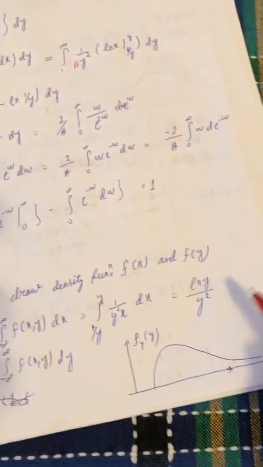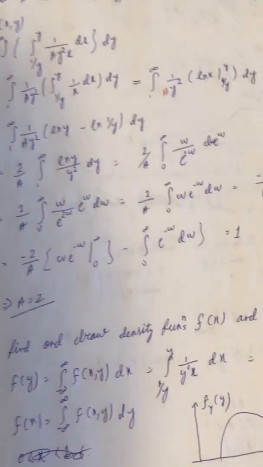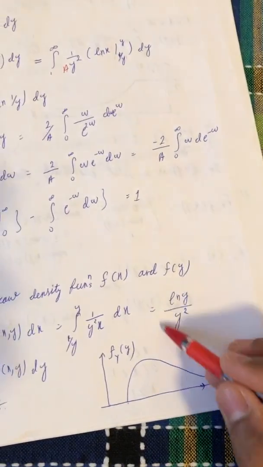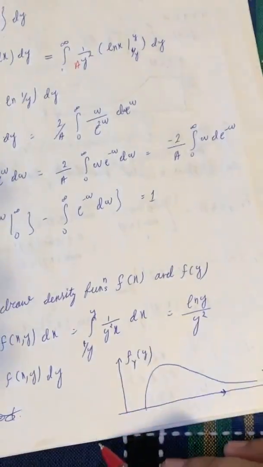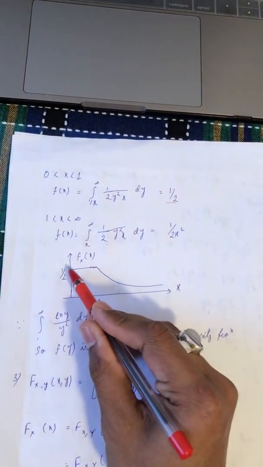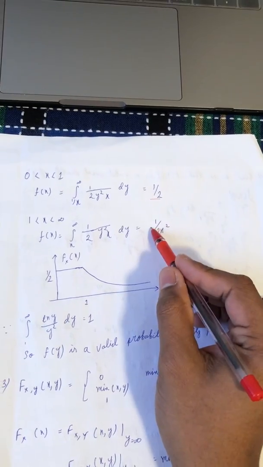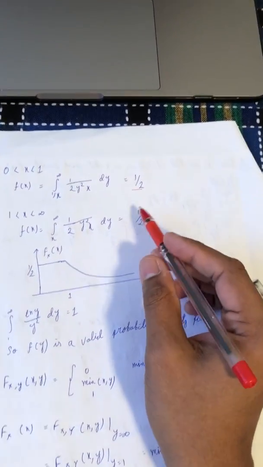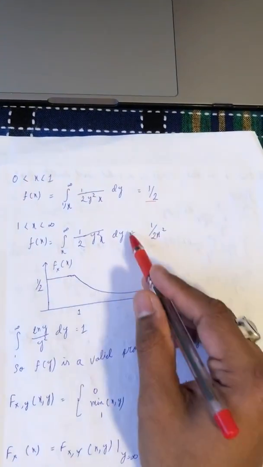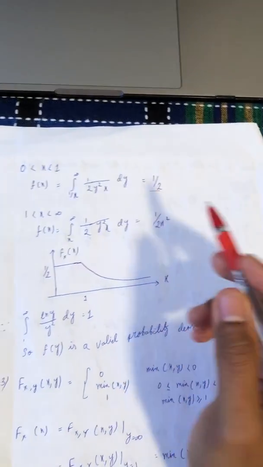From the f of y value we can draw this for ln y by y square. The graph will come like this. Because fx has two values, this graph will go like this, and there is a certain drop because it's 1 by 2x square, and this part is fixed. The maximum value, the amplitude, is 1 by 2.